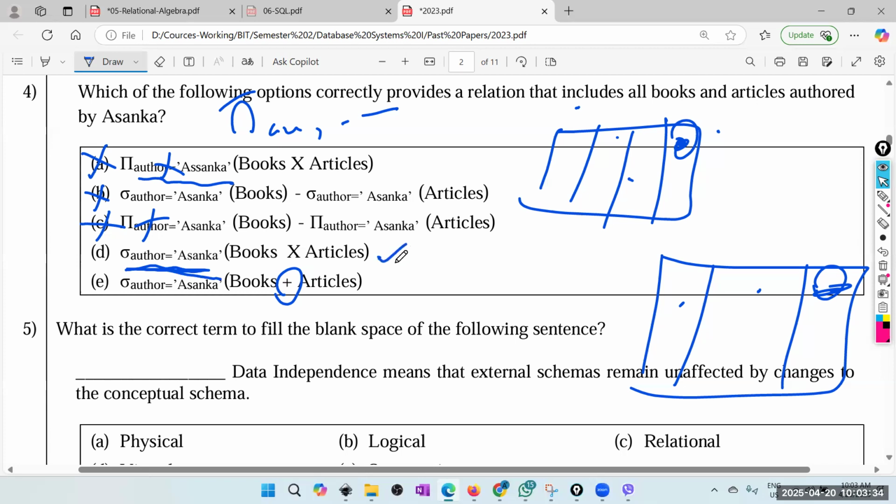It should work. Actually, they should have done sigma author Asanka books, sigma author Asanka articles, and take the union. I don't know whether the examiner is referring to this as union. So this is a little bit non-standard expression, right? Non-standard expression. So I'm reluctant to go for this.